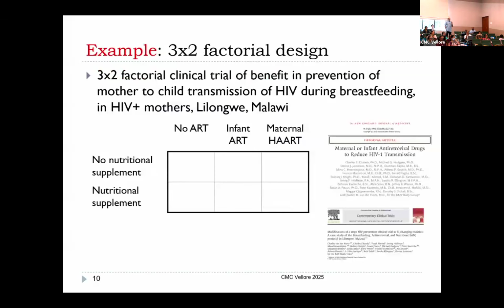So this was a study that was done in Malawi. This is an old study, and the answer is known now. But at that time, when a mother was HIV positive, it had already been shown that giving antiretrovirals during pregnancy was of benefit to prevent the child being born with HIV. So you give antiretrovirals to the mother while she's pregnant.